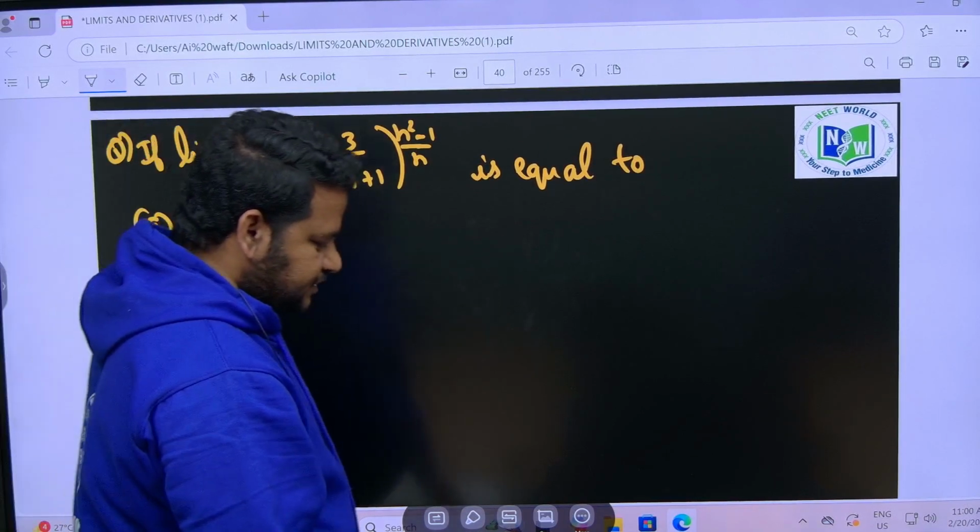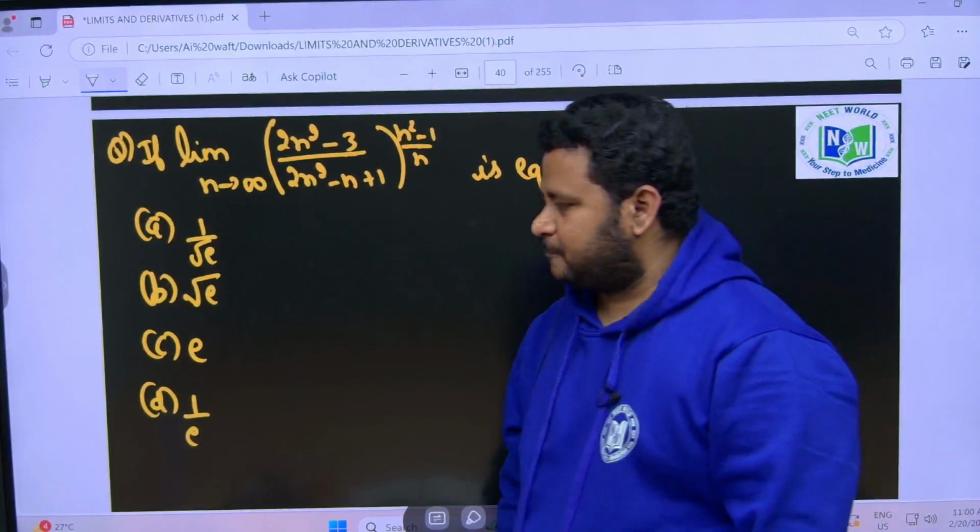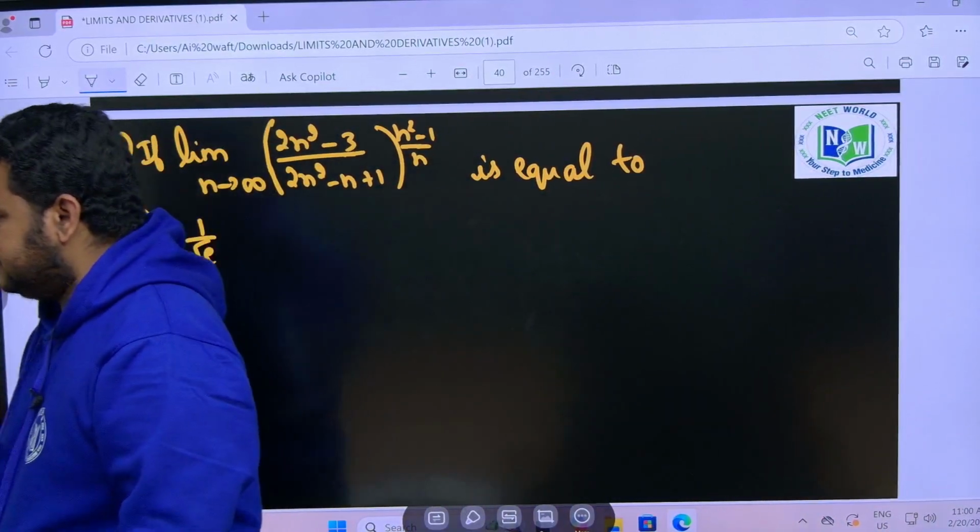Have a look at this question, friends. This is of which form? Please think. First you have to think about which form this is.